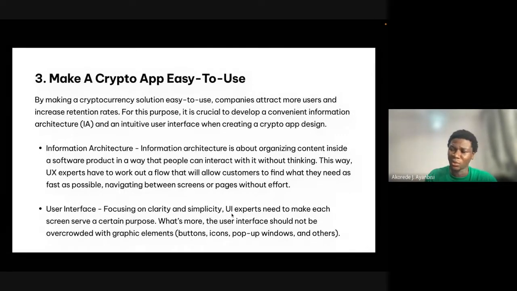And if you look at the Web3 space, we notice that most of the apps in the Web3 space are still hard to use, or they are rigid, because the tech is early, right? And when a technology is early, the first set of people that work on the technology are the developers.